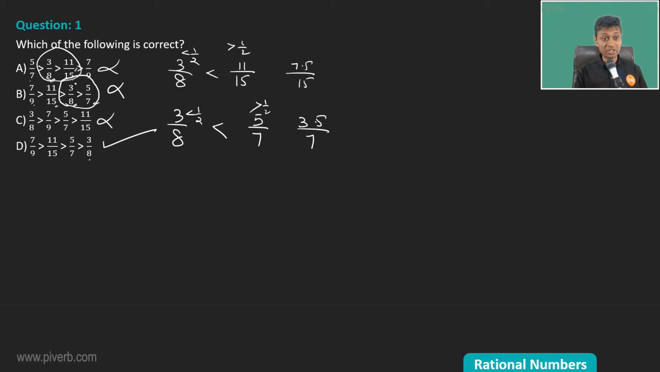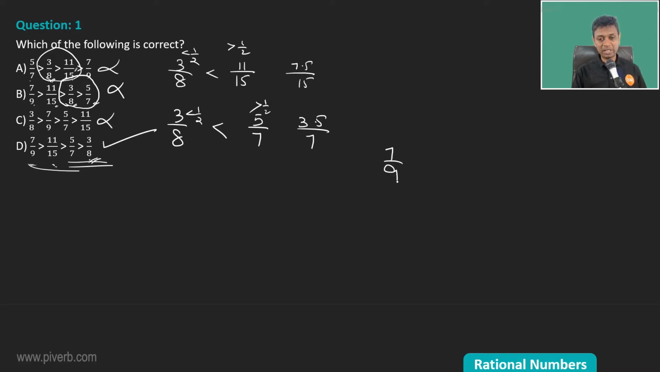Of the four fractions, when we started, we did not know that all four choices had the same four fractions. I mean some other set of four fractions. Of the four, 3 by 8 is the smallest. That much we are clear of. So this goes here. 5 by 7 is greater than 3 by 8. That we know. These two, we can still compare.